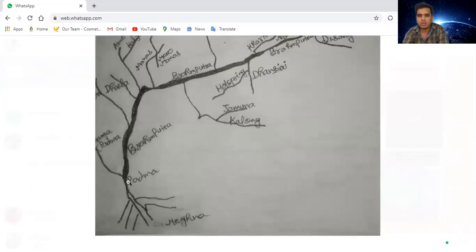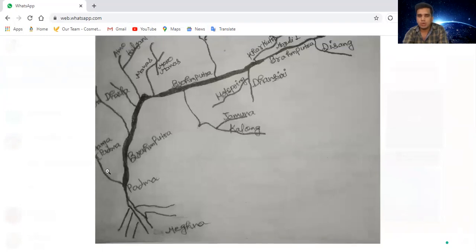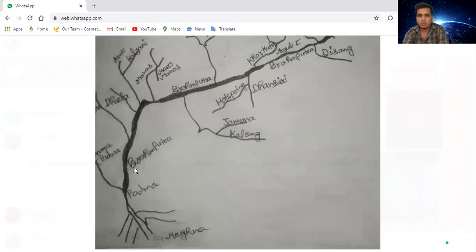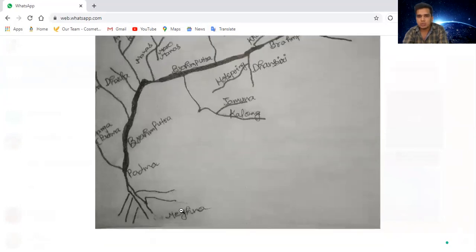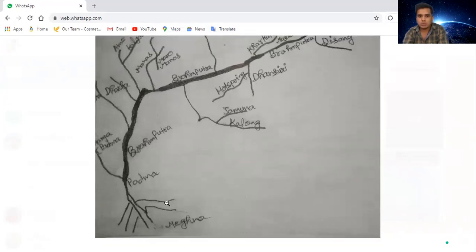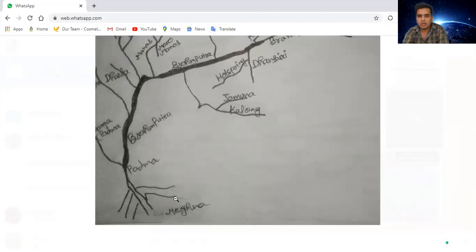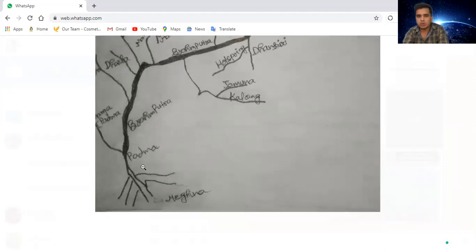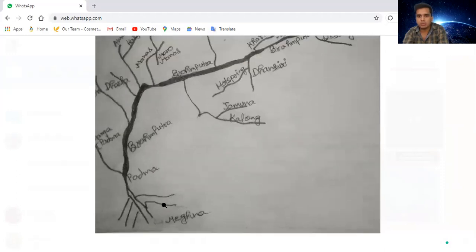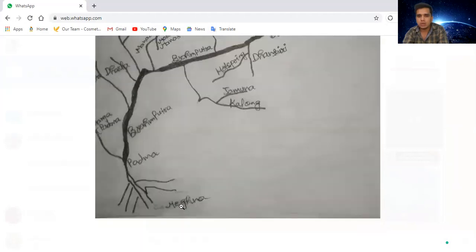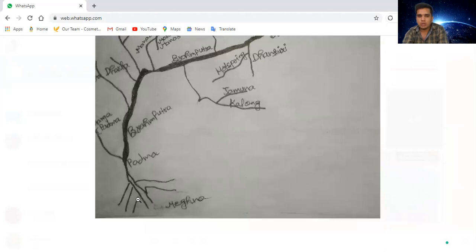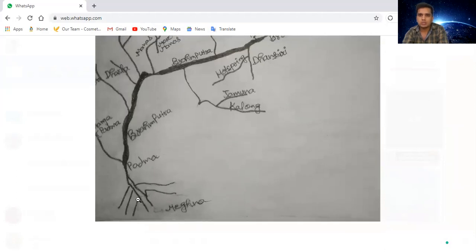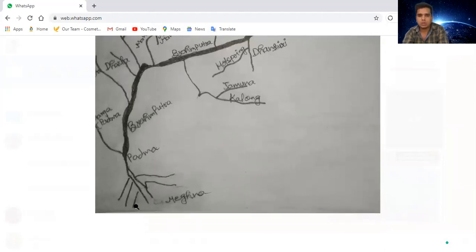Padma is the name of river Ganga. Padma and Brahmaputra get combined, and then it drains like Meghna. When both of them, Brahmaputra and Padma, get combined, then it is known as Meghna, and it drains into Bay of Bengal in Sundarban Delta.